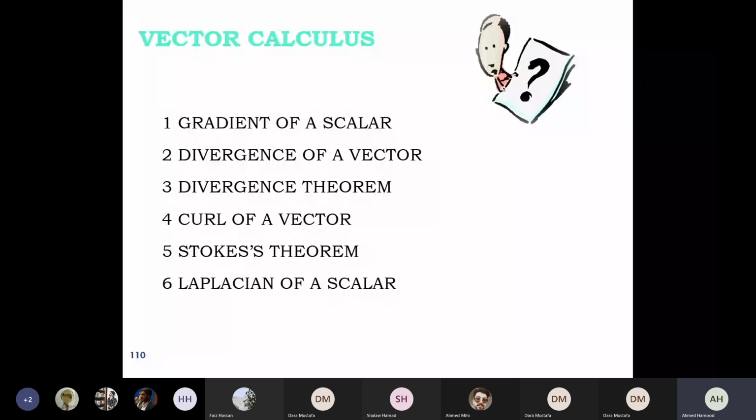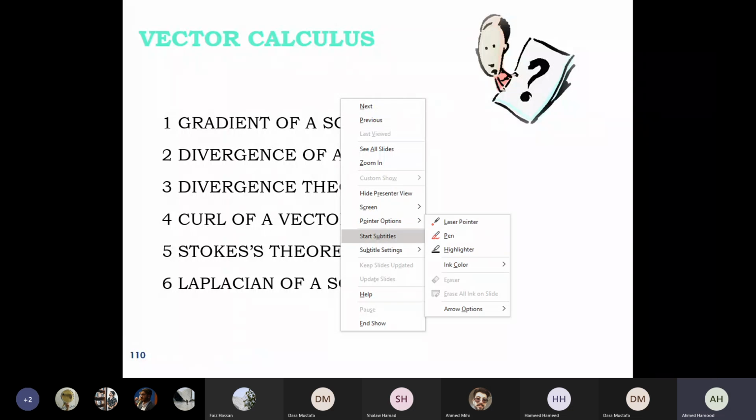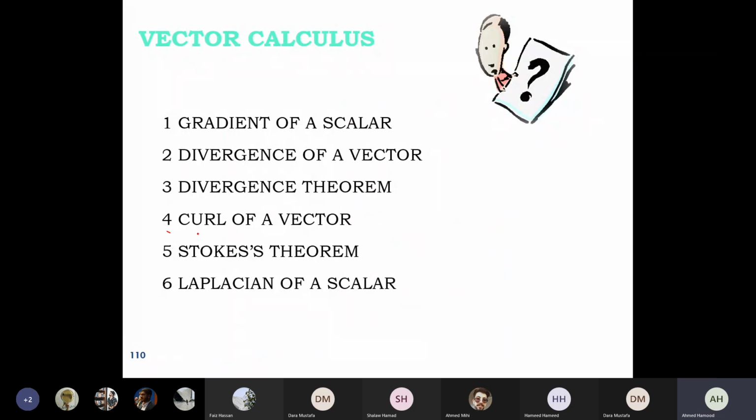We have described vector calculus, right? In the previous online class, we described the gradients of the vector and divergence. I think these two we have almost described. Then today we will describe curl and the Stokes theorem. So let's see what exactly we have.